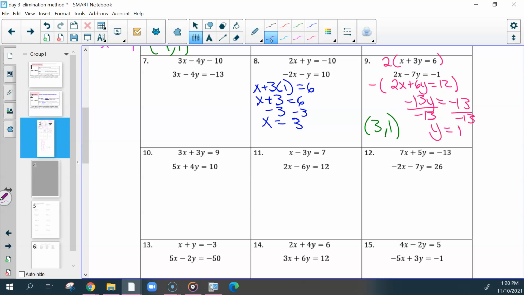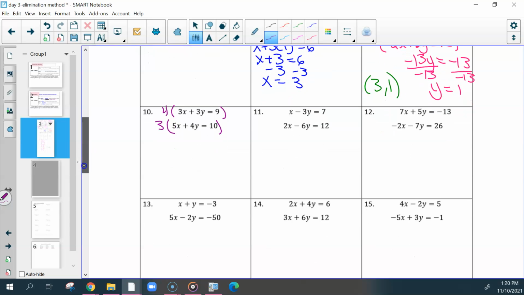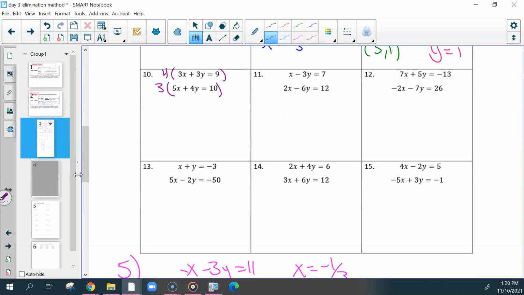So to get this to be 12, I'm going to multiply this entire thing by 4. To get this to be 12, I'm going to multiply this entire thing by 3. So you have to do something to both. And then I'm going to rewrite both underneath. This first one would become 12x plus 12y equals 36. The second one would become 15x plus 12y equals 30.